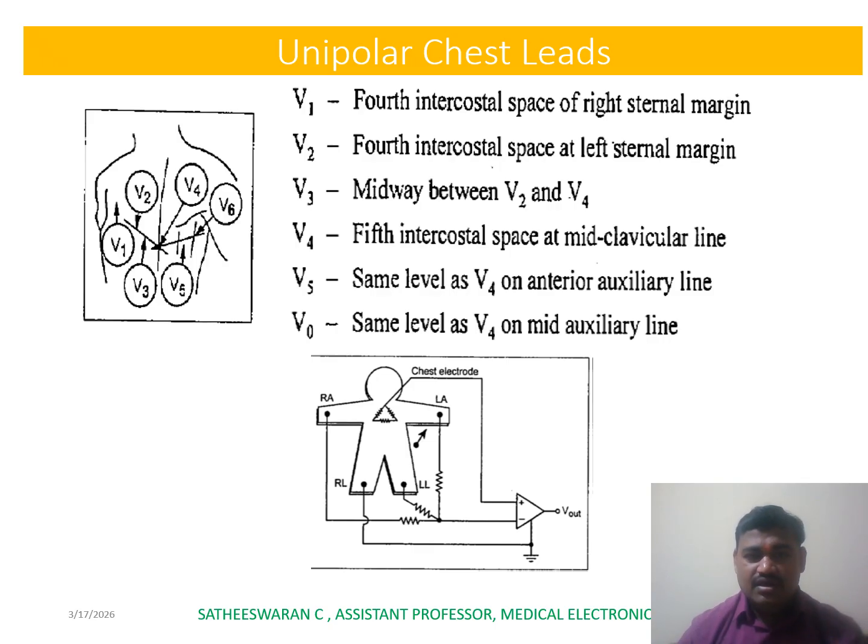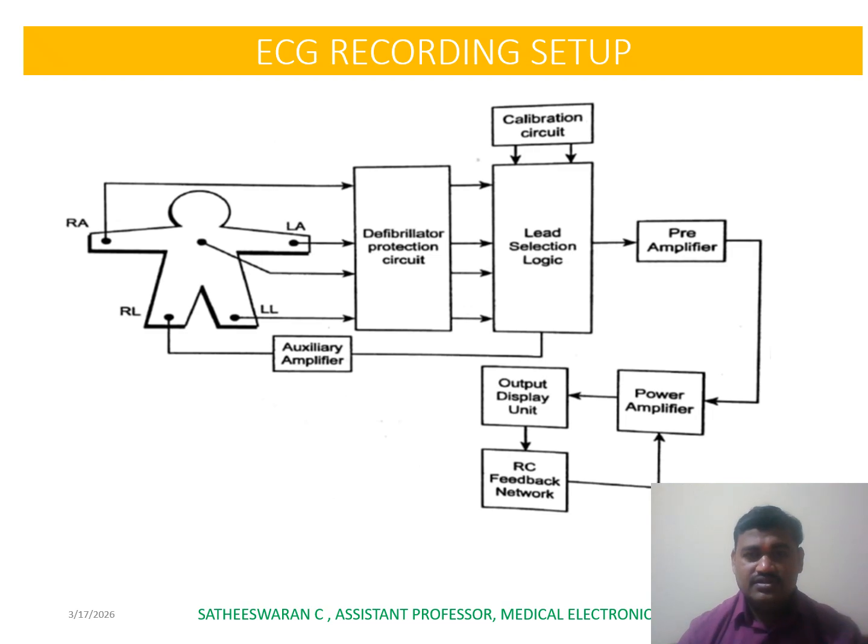This is a unipolar chest lead. So totally we have a 12 lead system: 3 bipolar limb leads, that is lead 1, lead 2, lead 3, and another 3 unipolar limb leads, AVR, AVL, AVF. Then the last 6 are unipolar chest leads. So totally there is a 12 lead system in ECG.